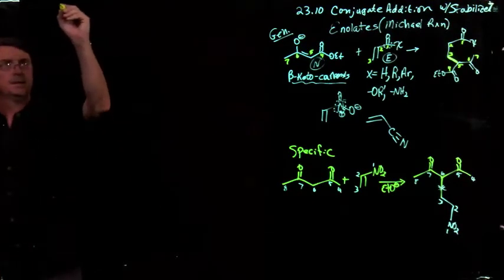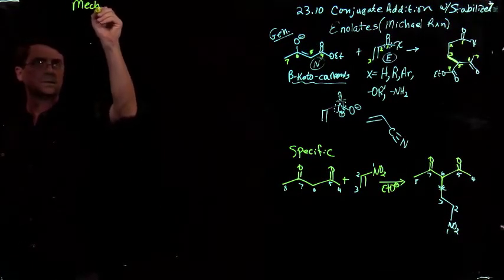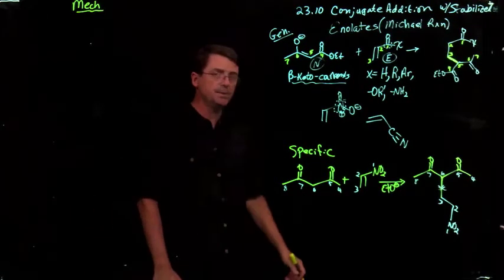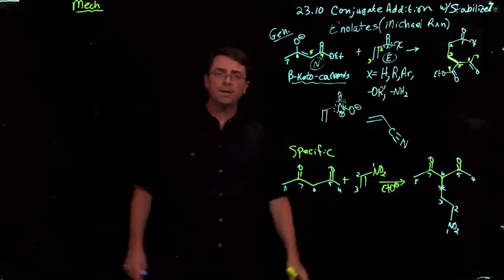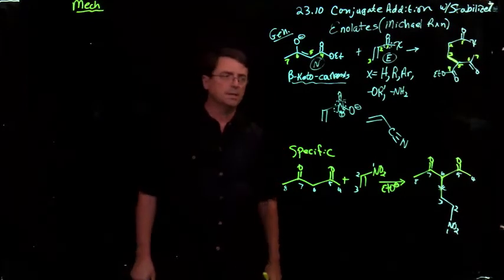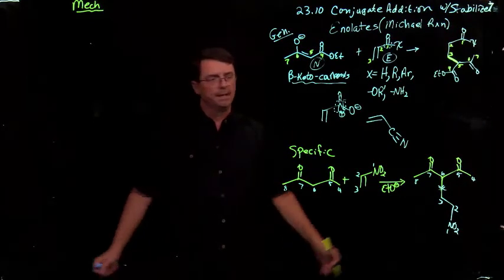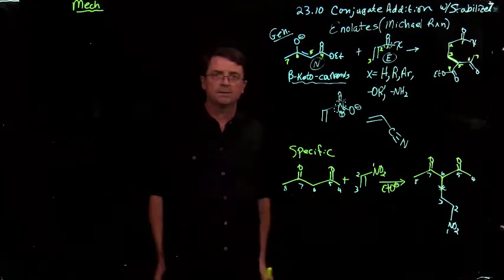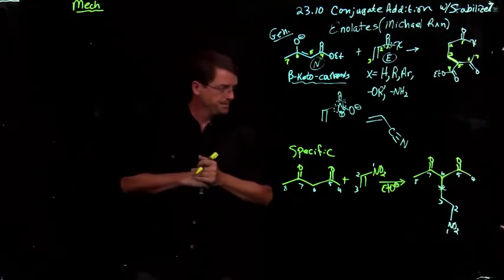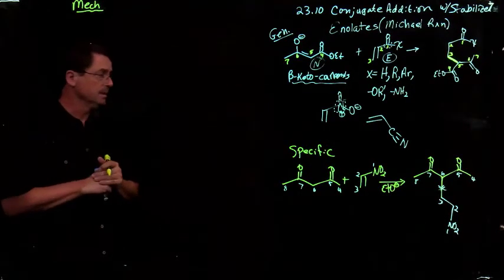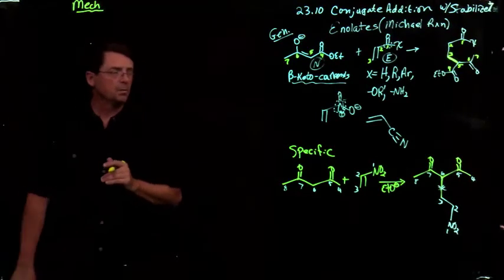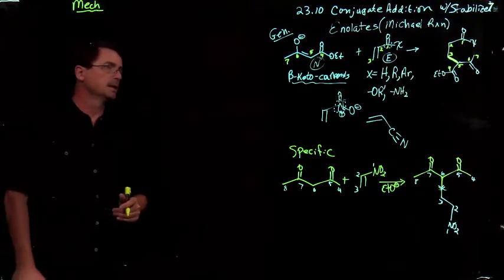Now the mechanism. The mechanism here we need to know. We find it in other places. Soon here we're going to get to the Robinson annulation in chapter 23. And if you only learn one mechanism, learn the Robinson annulation, because it's got aldol in it, it's got elimination in it, it's got a Michael addition in it. And so everything in this chapter is wrapped up and builds to the Robinson annulation, named after Robert Robinson, the Nobel Prize winner for his discovery and its application. So the Michael addition mechanism, how does it work?